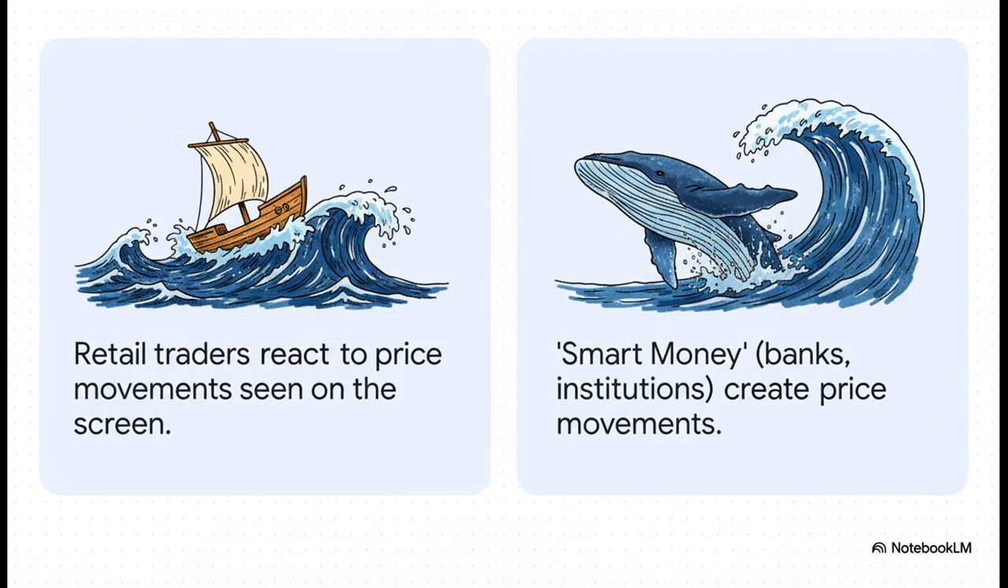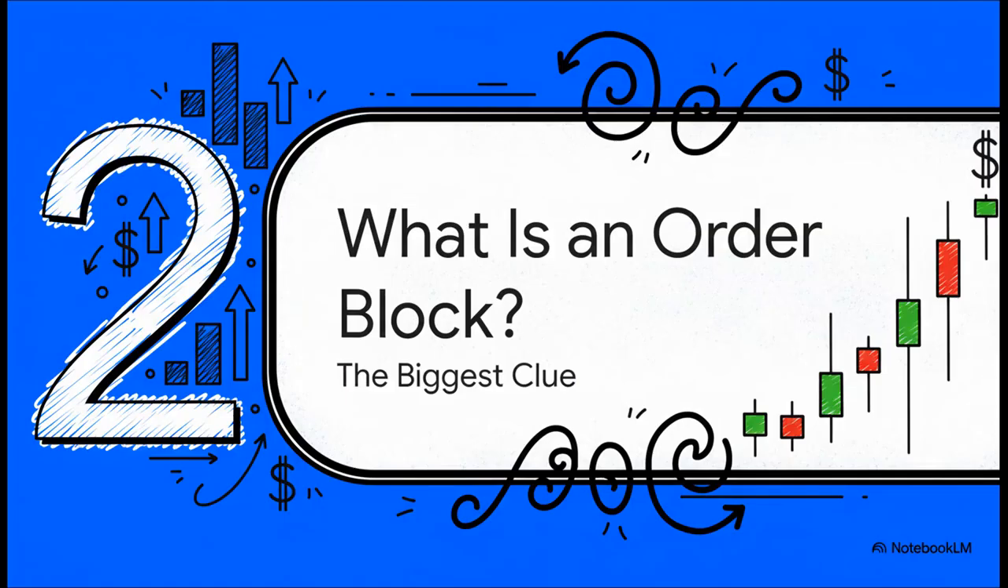See, they don't just react to the market. Their orders are so huge, they create the market moves. And when they do that, they can't help but leave clues. So, what's the biggest, most obvious clue they leave behind for us to find? Well, that's what we're here for. It's called an order block.